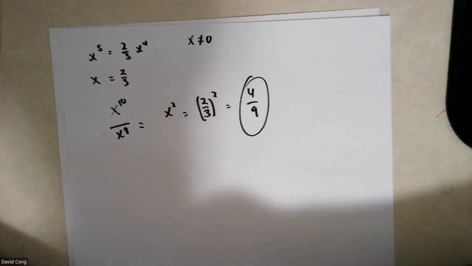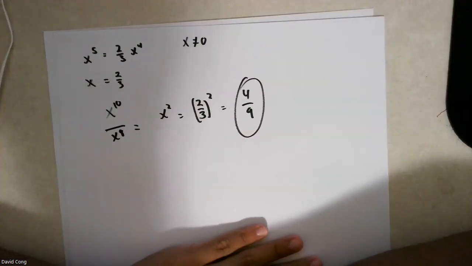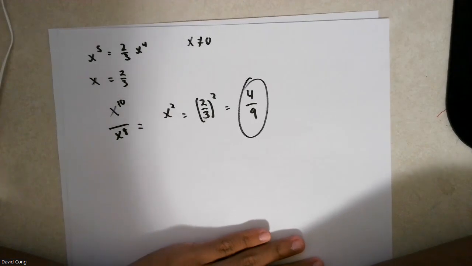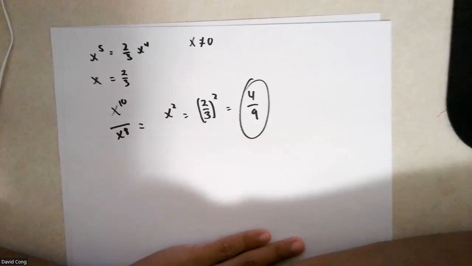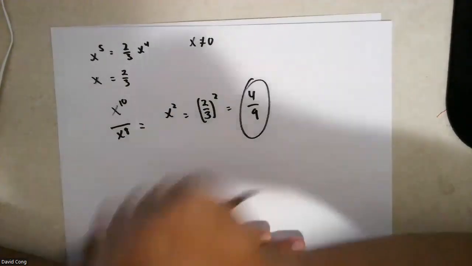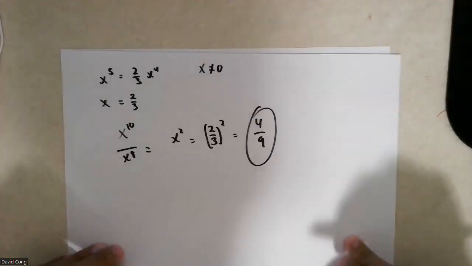Okay? So this one is, you just have to solve the initial statement they gave you. Something to the fifth is equal to 2/3 times something to the fourth. Dividing by x to the fourth out, you get 2/3 equals x. Plug it in here. We can factor these to get x squared. We have our x, we have our ratio.